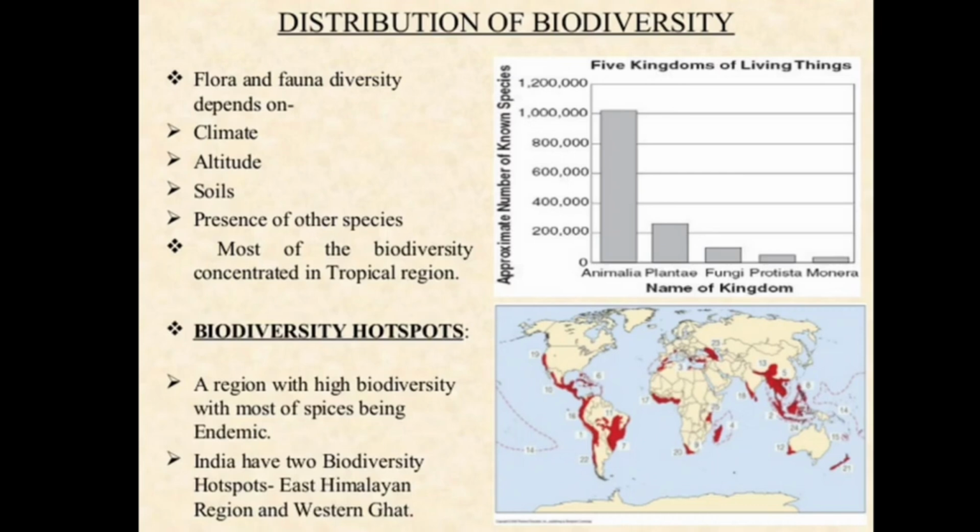Distribution of biodiversity. Flora and fauna diversity depends on climate, altitude, soils, presence of other species. Most of the diversity is concentrated in tropical region. Biodiversity hotspots are the regions with high biodiversity, with most of the species being endemic. Endemic means concentrated at a particular area. India has two biodiversity hotspots, East Himalayan region and Western Ghat.